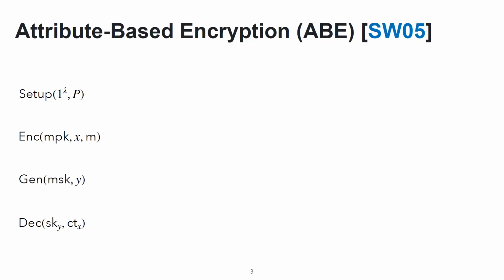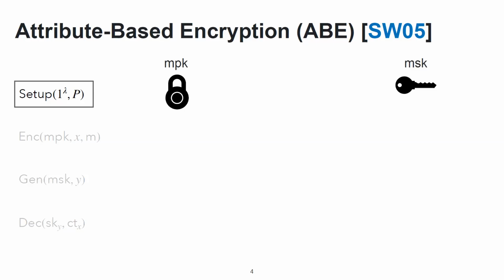First, I'd like to give a brief review about ABE. It provides fine-grained access control for encrypted data. The attribute-based encryption consists of four algorithms. In the setup phase, it takes as input a description of the predicate and returns a master public key and a master secret key.